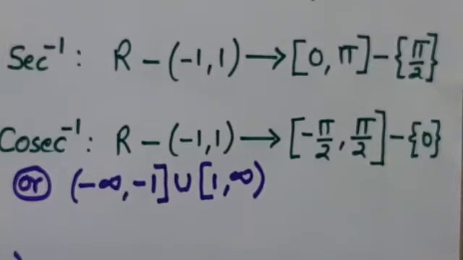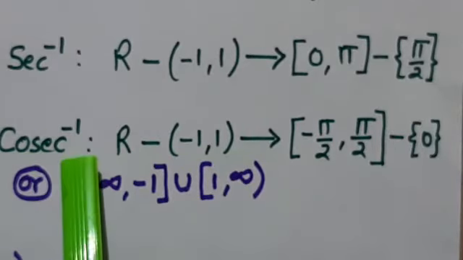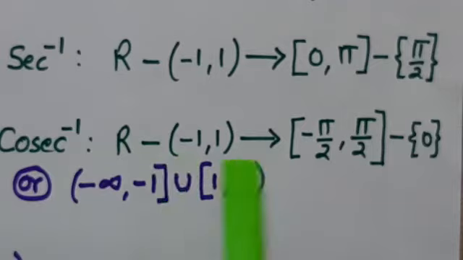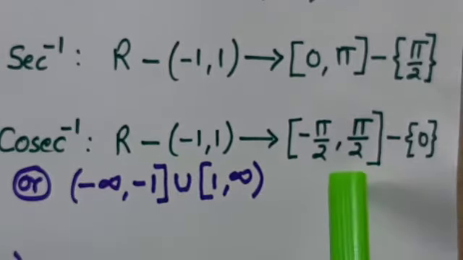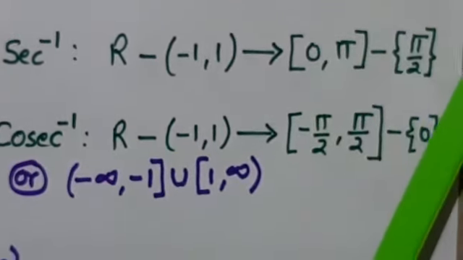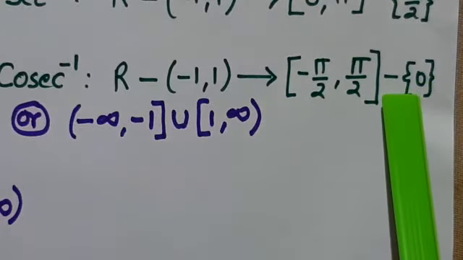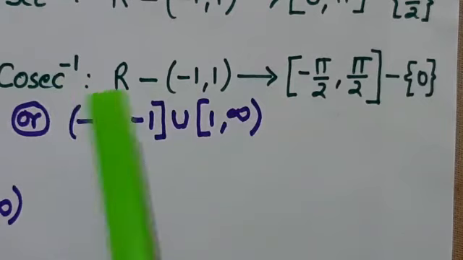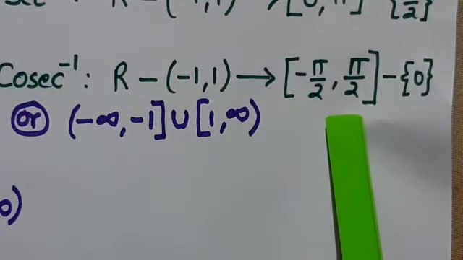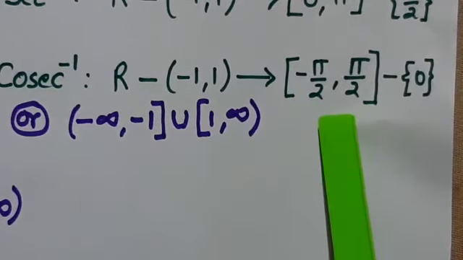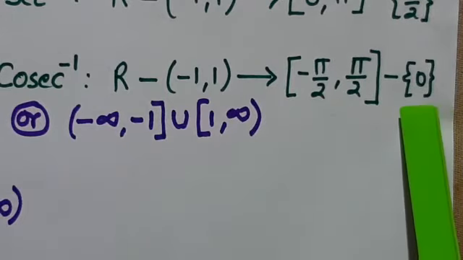Now see cosec inverse x. This is the domain for the cosec inverse trigonometrical function, and this is the range. Here also, excluding 0. 0 will not come. The range of cosec inverse x will be -pi by 2 to pi by 2, both included, but 0 is not included, removing 0.